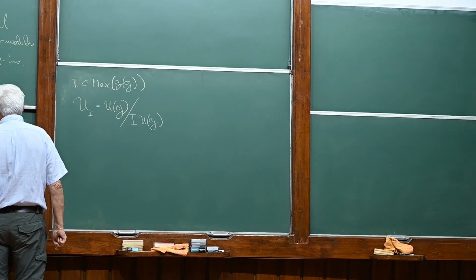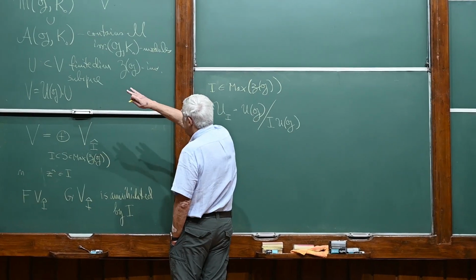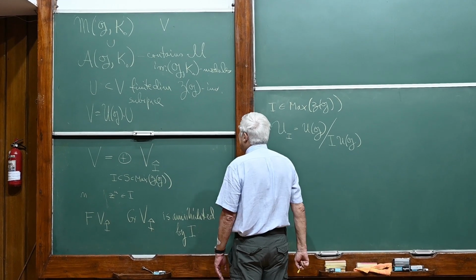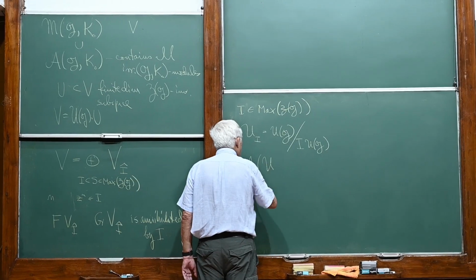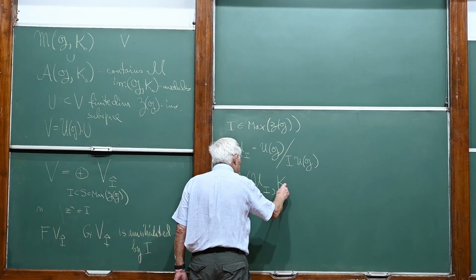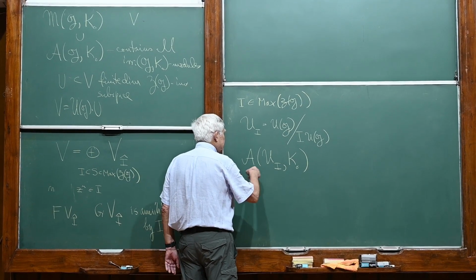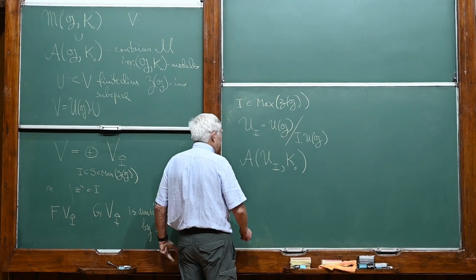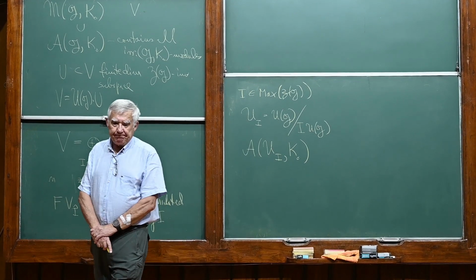And then we can say that the objects in these categories have finite filtrations, and the graded pieces are in a category denoted by A, U, I, K naught, where this means these are GK modules, which are finitely generated, CG finite, and the action of the enveloping algebra factors through this quotient.